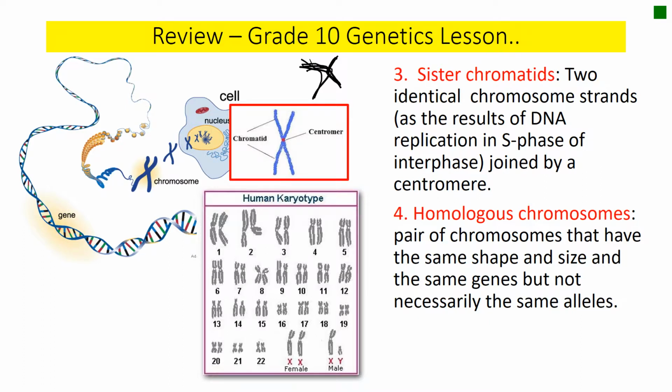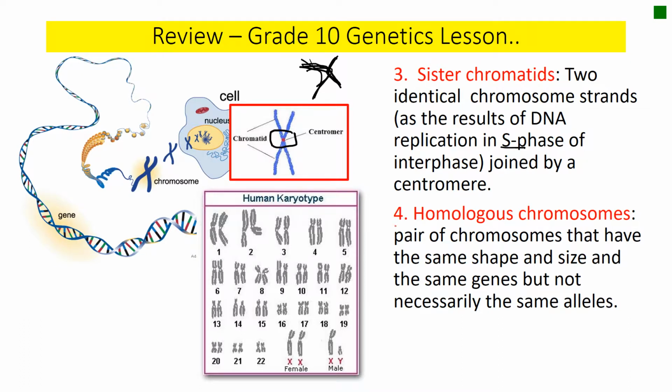Now, this duplicated chromosome is called sister chromatids. And sister chromatids are bound together through a centromere. So the definition of sister chromatids: two identical chromosome strands as a result of DNA replication in S phase of interphase, joined by a centromere.